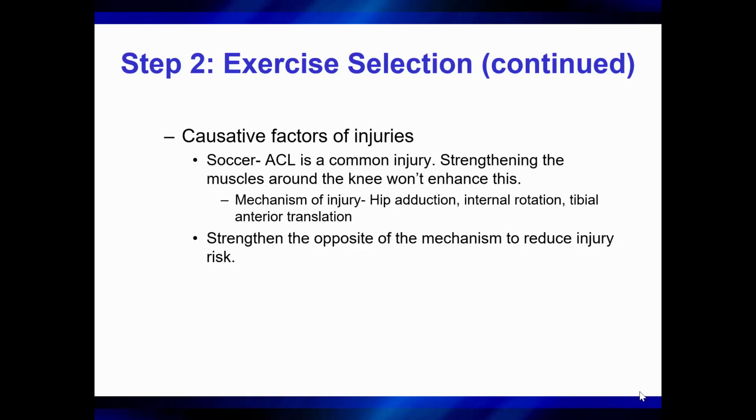So I found out that the mechanism of the ACL injury was hip adduction with internal rotation and anterior tibial translation. So what do we do? To decrease the risk of injury, strengthen the opposite of that mechanism. So strengthen the abductors, external rotators, and tibial posterior translators. In this instance, hip abductors would be like the gluteus medius. The external rotators would be the deep six.